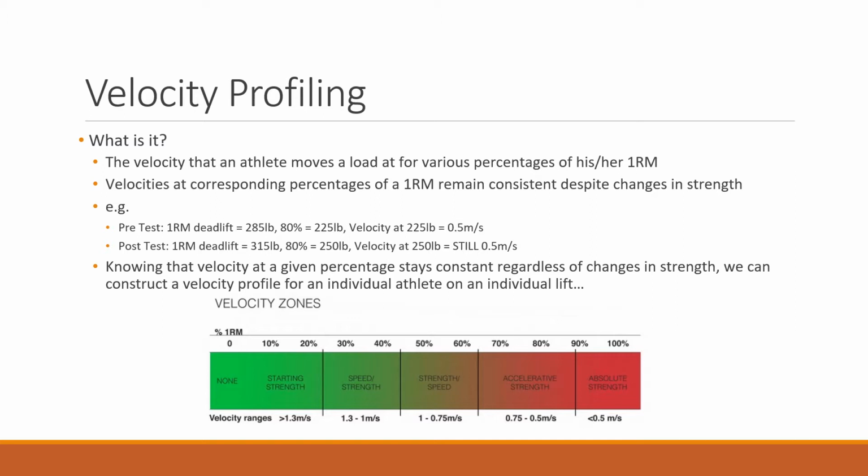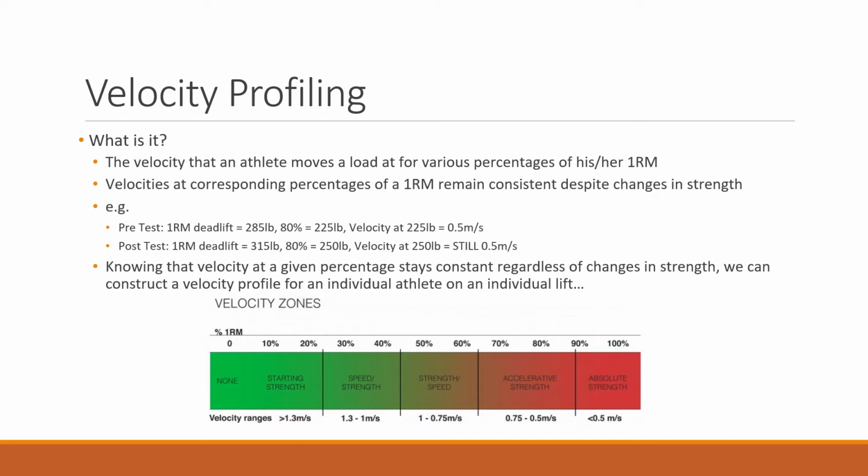Velocities at corresponding percentages of a 1RM remain constant and consistent despite changes in strength. For example, if an athlete has a pre-test 1RM deadlift of 285 pounds and 80% of that is 225 pounds, the velocity that they move that 225 pounds at may be 0.5 meters per second.